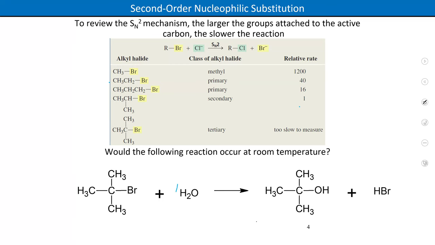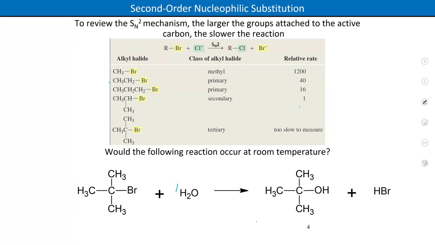If it's a secondary carbon, you have to look at the other factors to decide SN1 versus SN2. If it's primary, or if it's methyl, it's always going to go SN2. If it's tertiary, it's always going to go SN1. Secondary, you just have to look at the differentiation between the two.